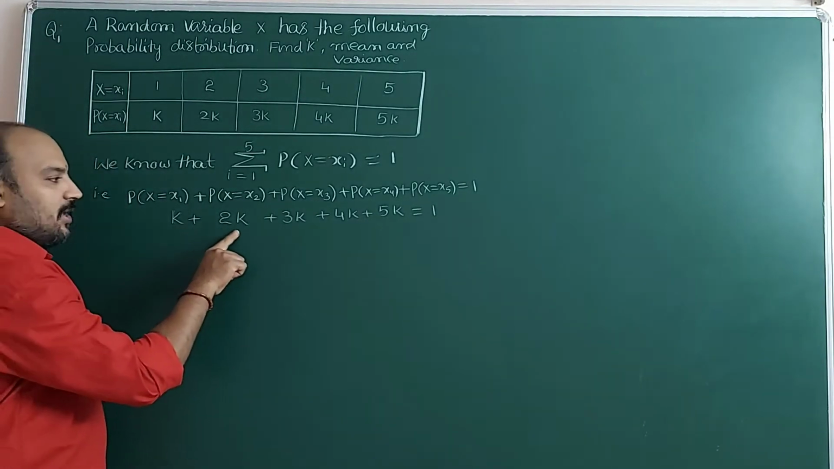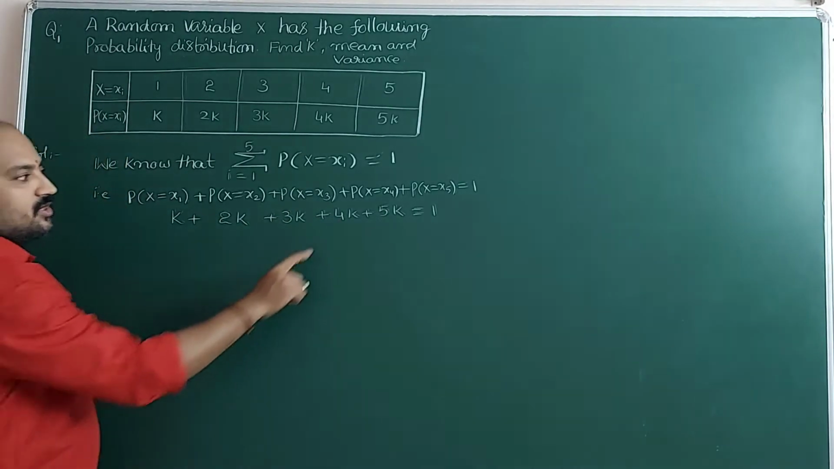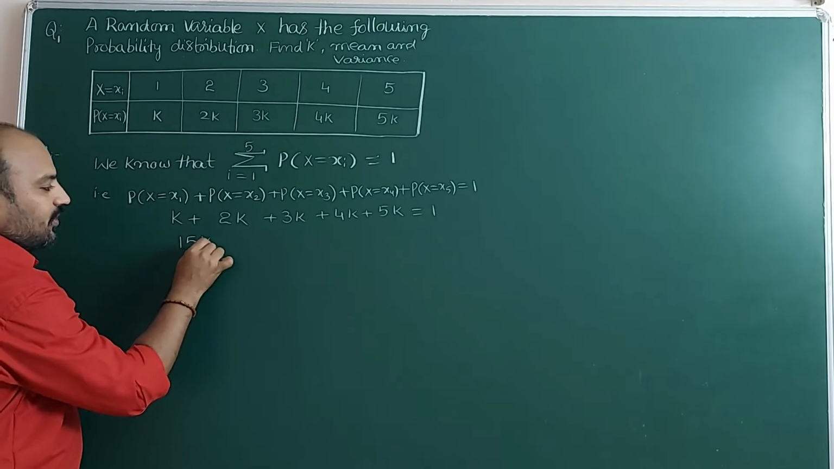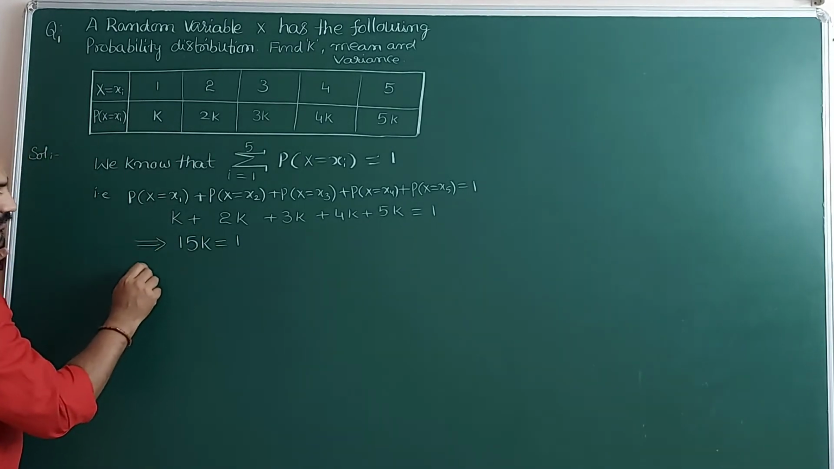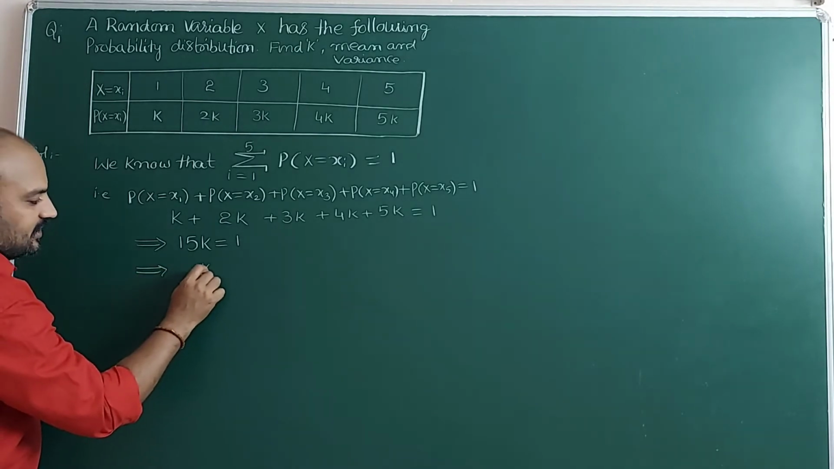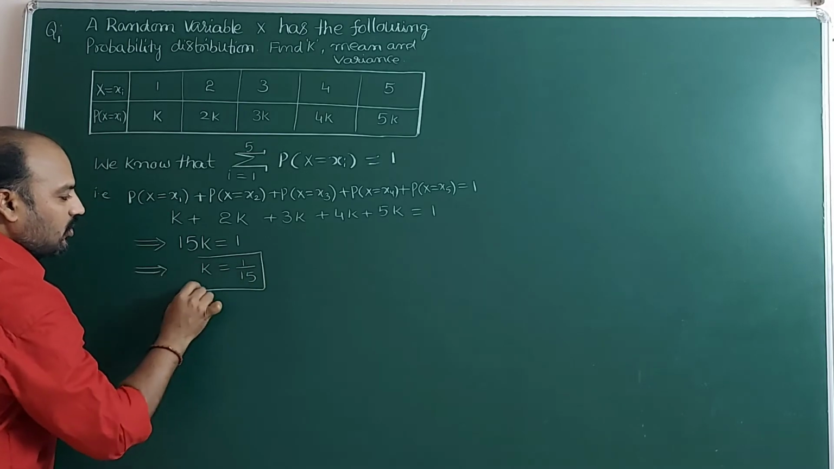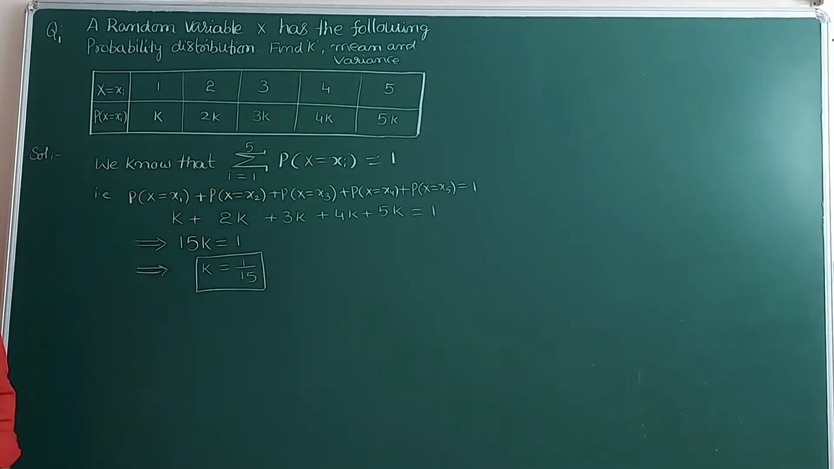So 3K plus 3K, 6K plus 4K, 10K plus 5K, 15K. So 15K equal to 1. That implies that K is equal to 1 by 15. This is the value of K. This is the way we will calculate the value of K.